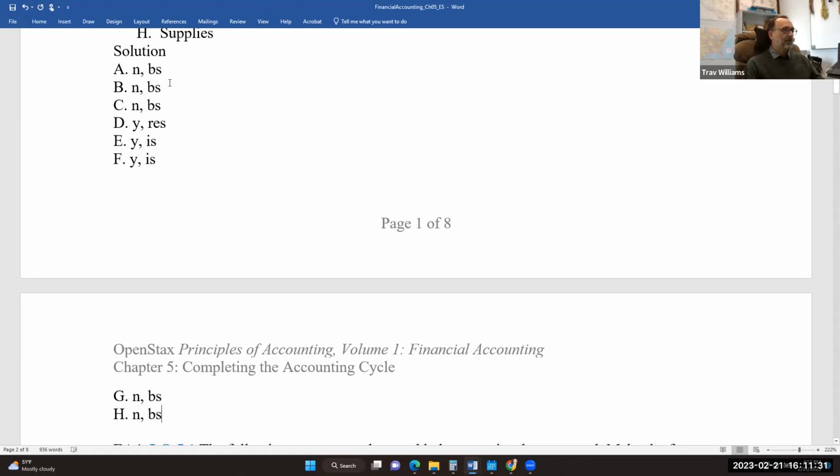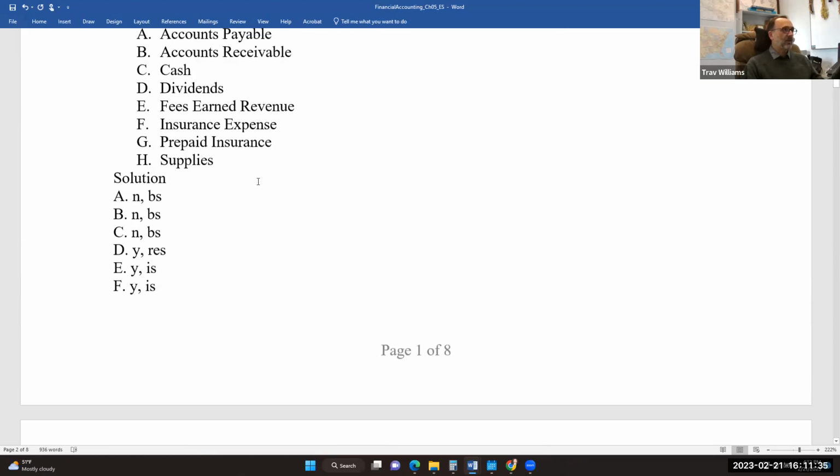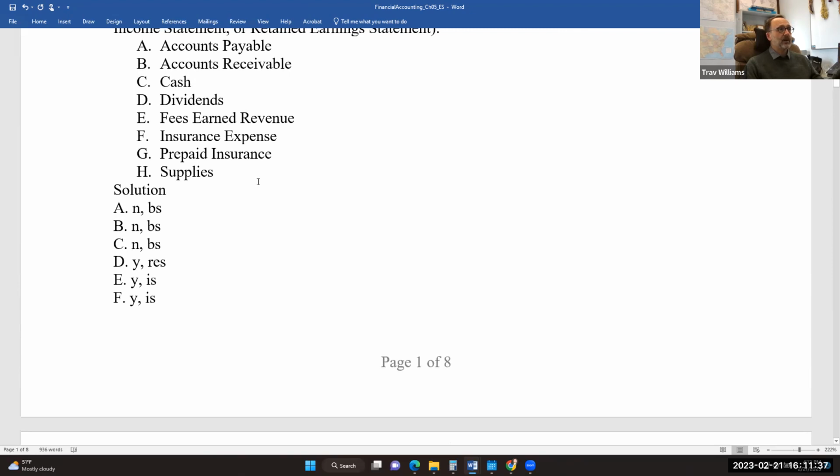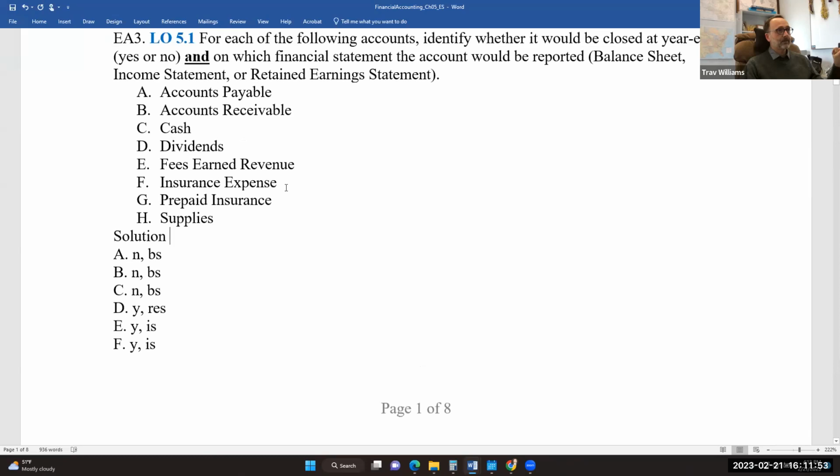Okay. So A, B, C, G, and H are all balance sheet accounts that do not get closed out. D does get closed out, shows up on the retained earnings statement. Revenues and expenses also get closed out. They show up on the income statement. All right.